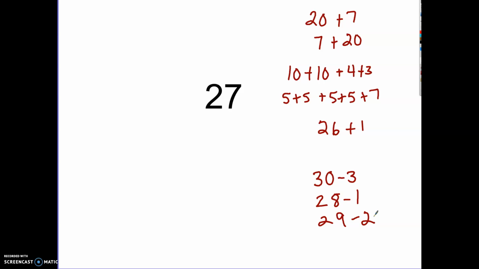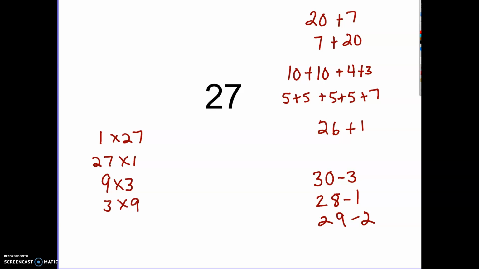Maybe you know some multiplication problems that equal 27. Maybe you know that one group of 27, 1 times 27, is 27. I could do the turnaround fact, 27 times 1, 27 groups of 1 is 27. Well, boys and girls, 9 times 3 is 27, and 3 times 9 is also 27. And there are a lot more ways that you might have thought of that you could add or subtract numbers to get to 27 that I did not write on here.